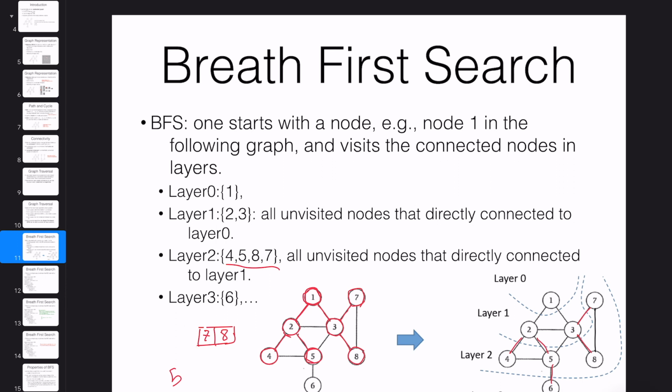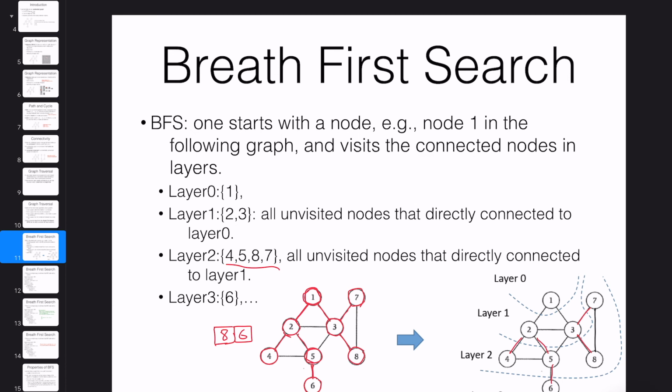So for 5, I have 4 different connections, 2 is visited, 4 is visited, 3 is visited, but 6 hasn't been visited. So you push it to the queue. It will be pushed to the end of the queue, and you mark it as visited. Then you are done with 5. The next node that will be removed from the queue is 7. You pop it from the queue. 7 has 2 connections, 3 and 8. Both of them are visited, so you don't push anything to the queue.